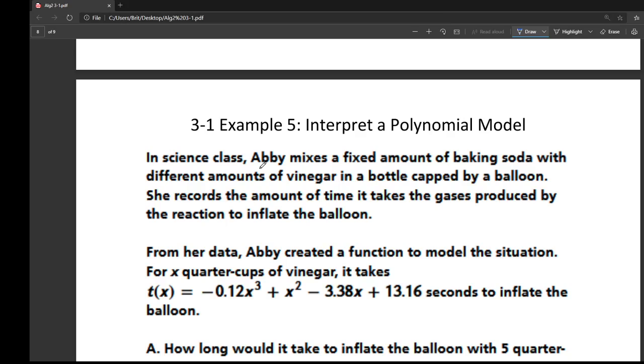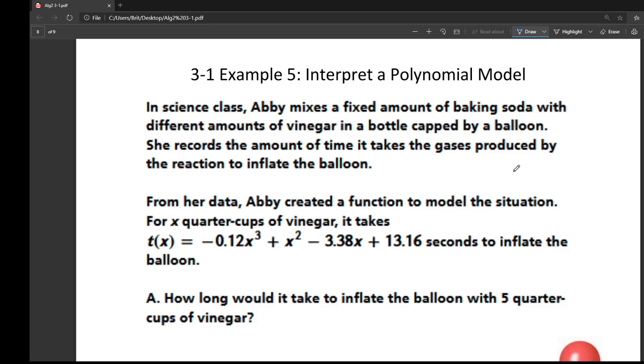In this video, I'm covering example 5 from section 3-1 from the SavvasRealize Algebra 2 textbook. And so what we're going to be doing is interpreting some polynomial models. So how are we using some of these polynomials to find some real-world situations?